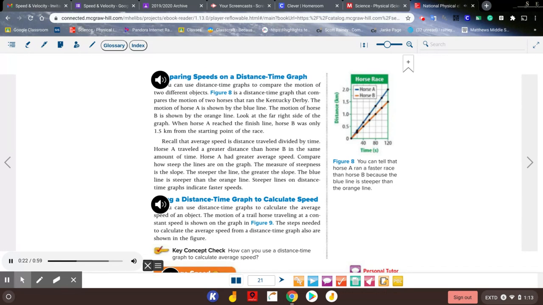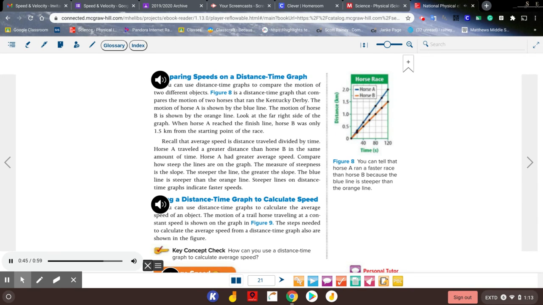Look at the far right side of the graph. When horse A reached the finish line, horse B was only 1.5 kilometers from the starting point of the race. Recall that average speed is distance traveled divided by time. Horse A traveled a greater distance than horse B in the same amount of time. Horse A had greater average speed.